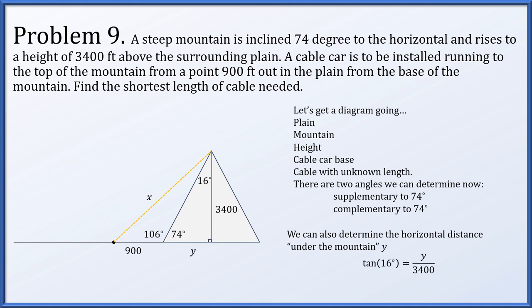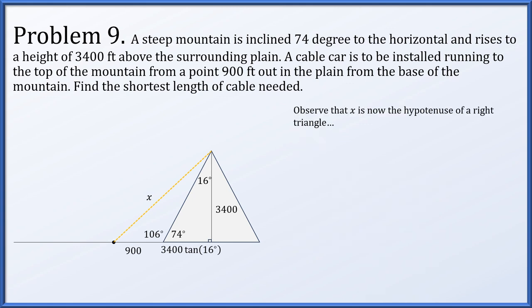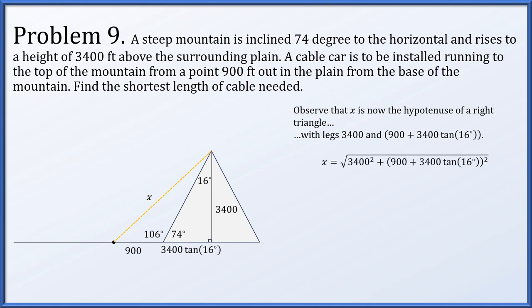Now we can also determine the horizontal distance under the mountain y. Notice that the tangent of 16 degrees in that triangle is y divided by 3,400. In other words, y is 3,400 times the tangent of 16 degrees. Now x happens to be the hypotenuse of a right triangle. The two legs are 3,400, the perpendicular height of the mountain, and the sum of the two lengths, 900 plus 3,400 times the tangent of 16 degrees, that makes the other leg of the right triangle with hypotenuse x. So we can simply use the Pythagorean theorem. x is equal to the square root of 3,400 squared plus the quantity 900 plus 3,400 times the tangent of 16 degrees, squared. That approximates to about 3,883 feet.